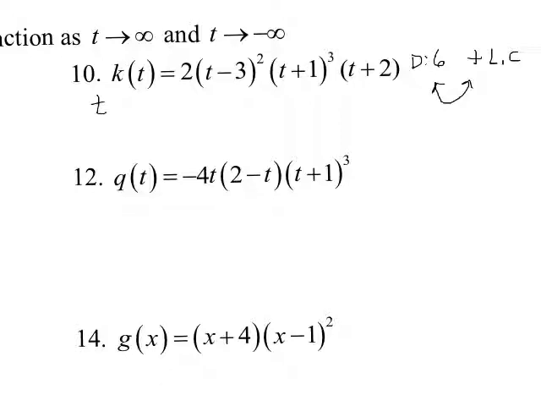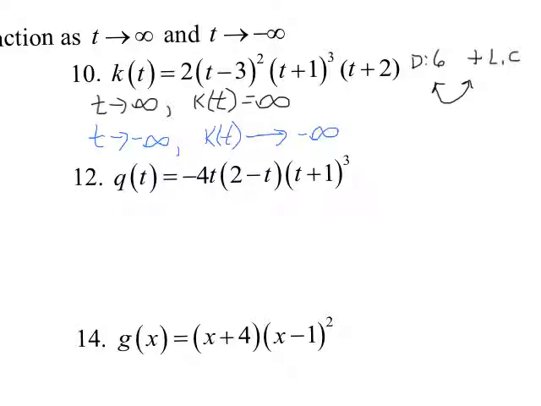So as t goes to infinity, k of t also goes to infinity. So basically, as I move out here to the right, my function is also going to go up. As I go to the left, as I go to negative infinity, k of t is also going to go to negative infinity. And I guess using the arrows is maybe a little more accurate than equal symbols.